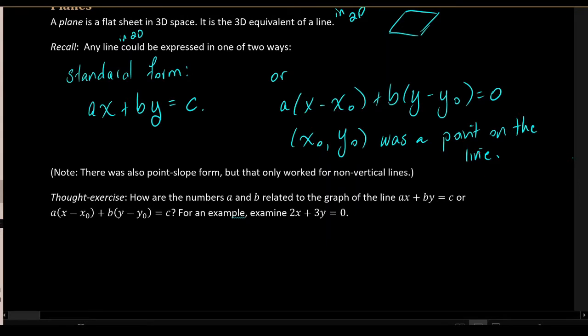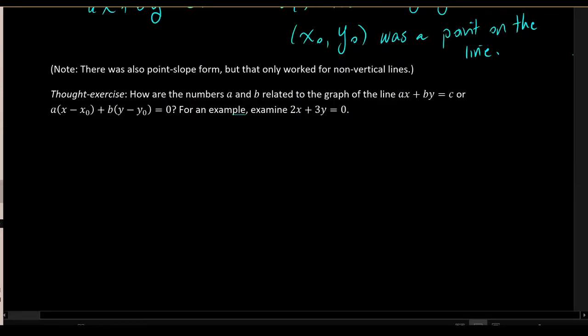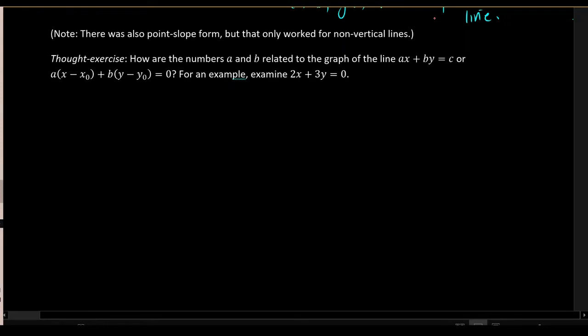Now, in order to prepare for what we're going to learn about planes, let's take a moment to study these two equations of a line further. And let's try and figure out the significance of the numbers a and b. What effect did different values of a and b have on the appearance of the line as graphed in 2-dimensional space? So as an example, let's consider the line 2x plus 3y equals 0, where we have a equals 2 and the coefficient of y is equal to 3.